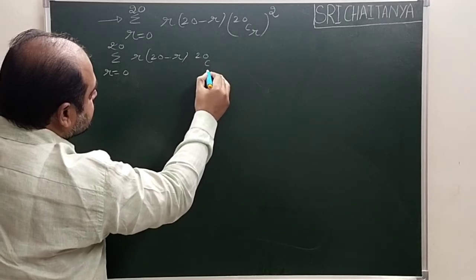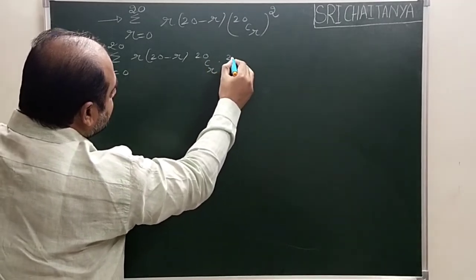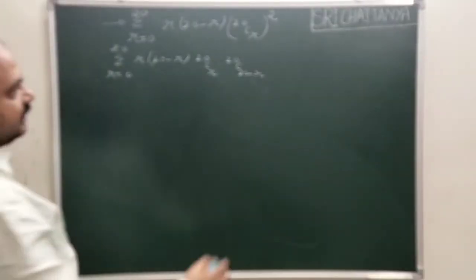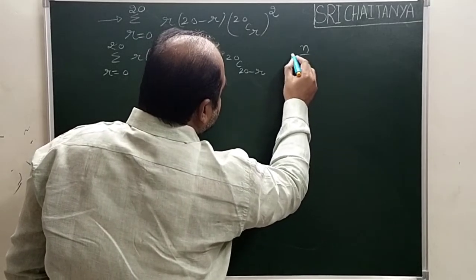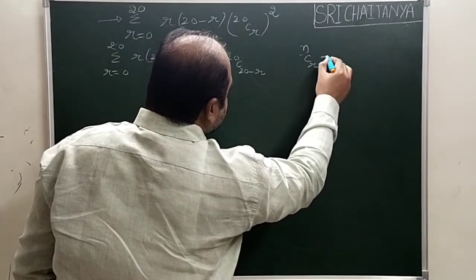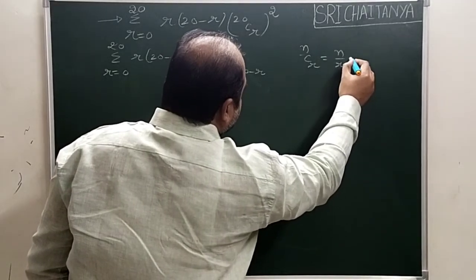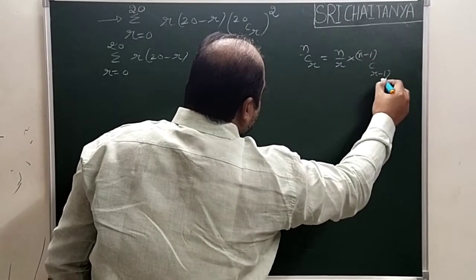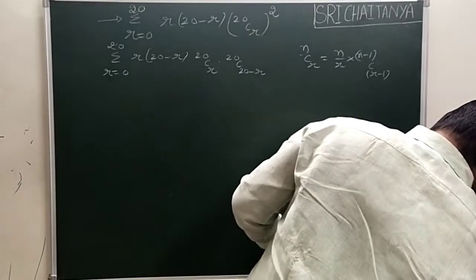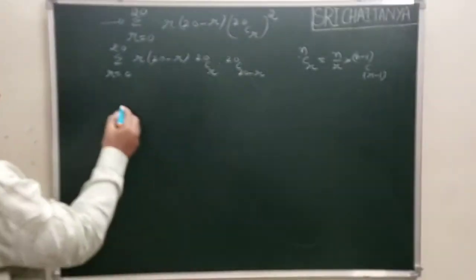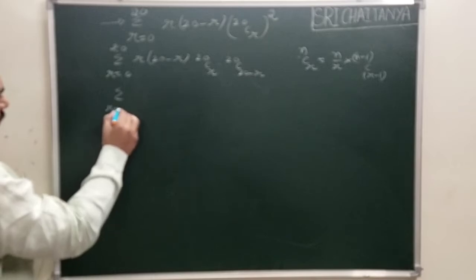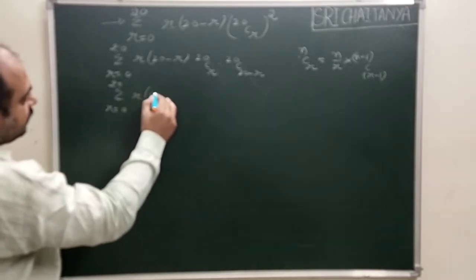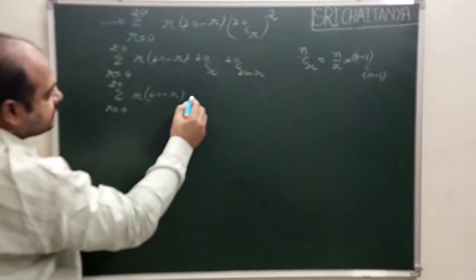So now, this is 20CR into, I am writing 20C(20 minus R), another one. Now use the formula NCR equals N by R into (N minus 1)C(R minus 1) to eliminate those. Right? So now sigma R equal to 0 to 20, R into (20 minus R).